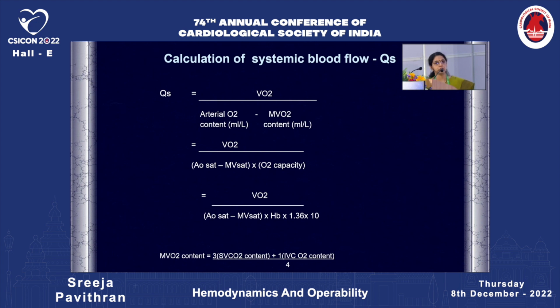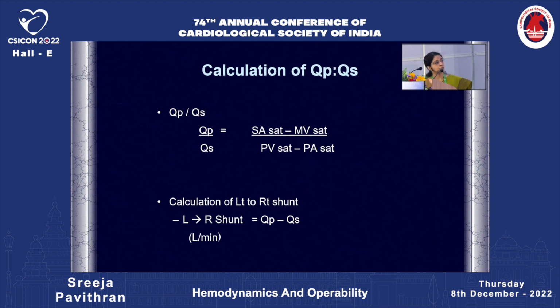So, once you get QP and QS, you calculate the ratio and derive the QP/QS. Since VO2 is in the numerator of both QP and QS, you can eliminate that, and this is a quick calculation of QP by QS, where this is the aortic saturation minus the mixed venous saturation divided by PV saturation minus PA saturation. So, this will give you a quick QP/QS once you take all these saturations.